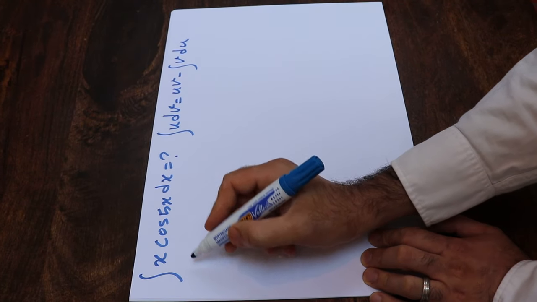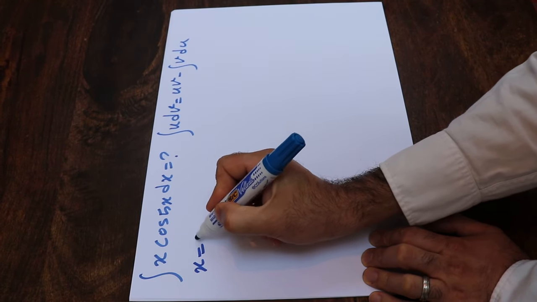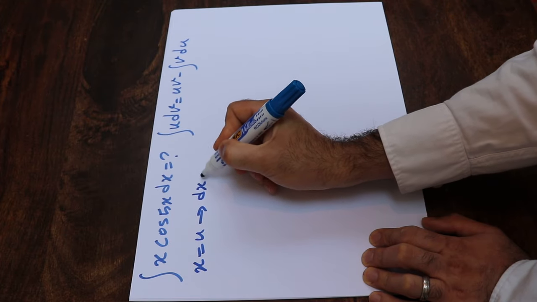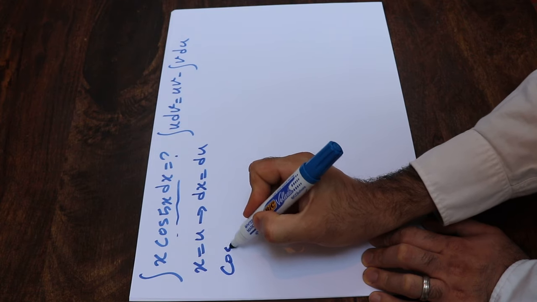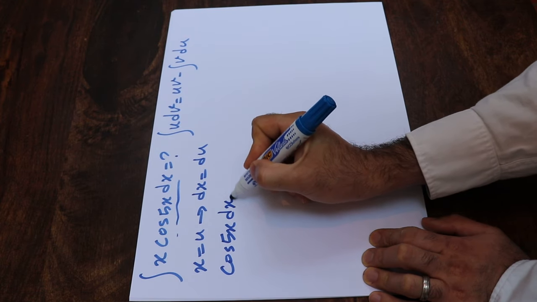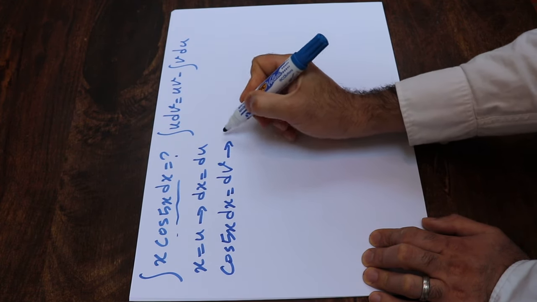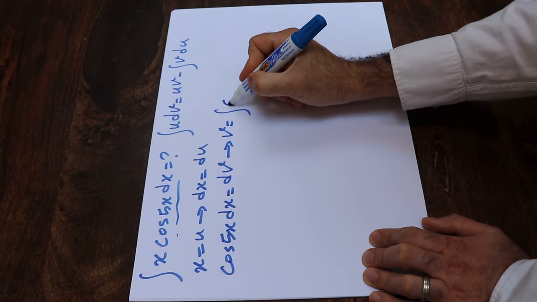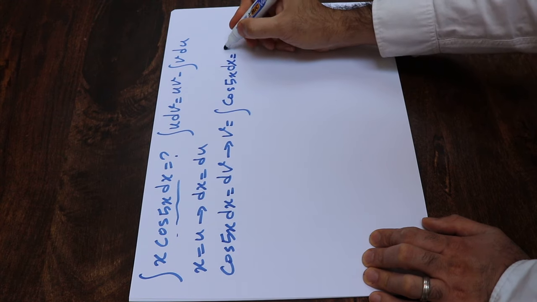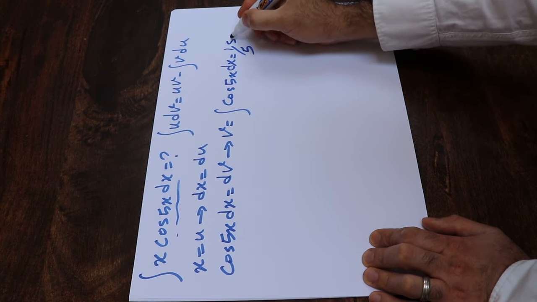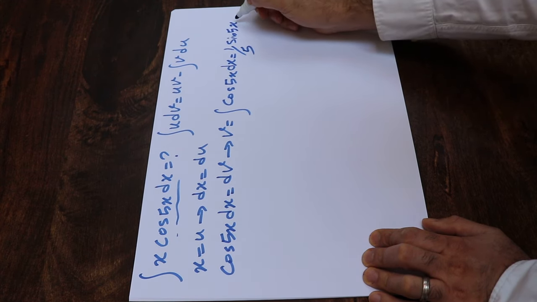So here, if I define x as u, therefore dx will be equal to du. And I define cosine 5x dx as dv, therefore v will be equal to the integral of cosine 5x dx, which will be equal to 1 divided by 5 sine 5x.